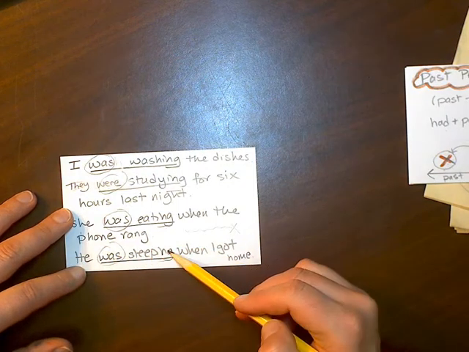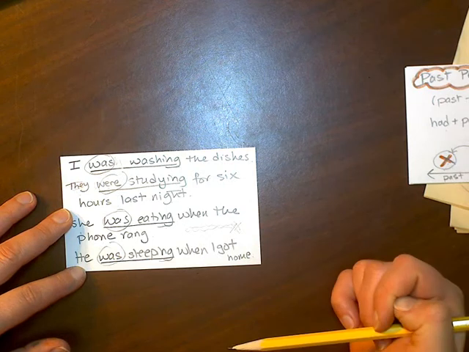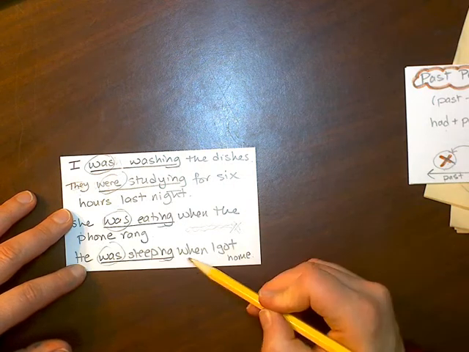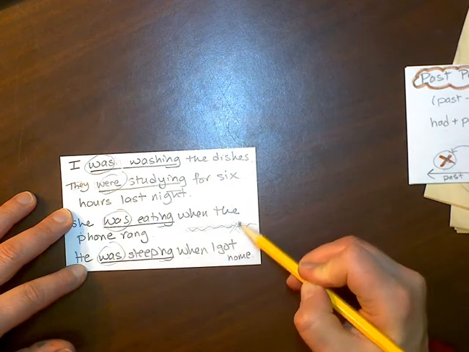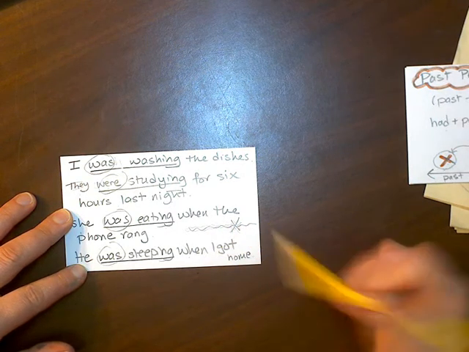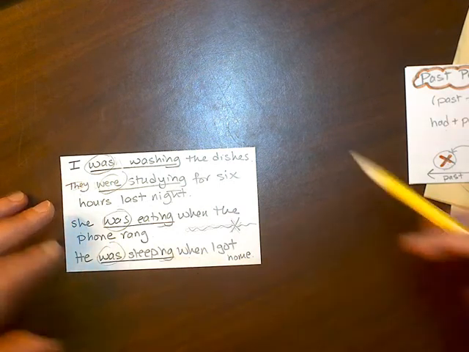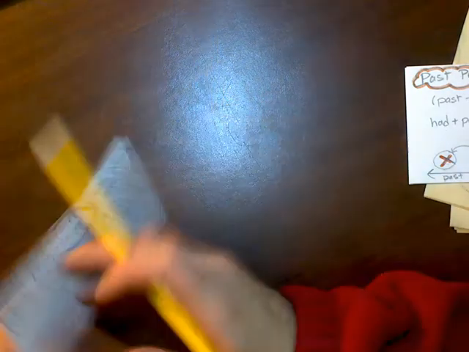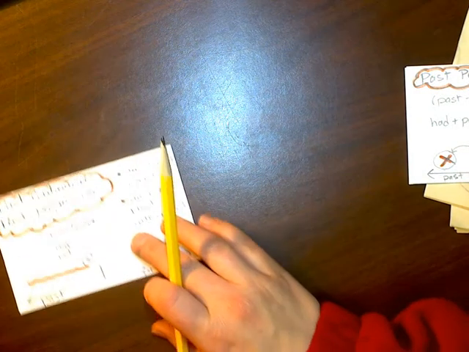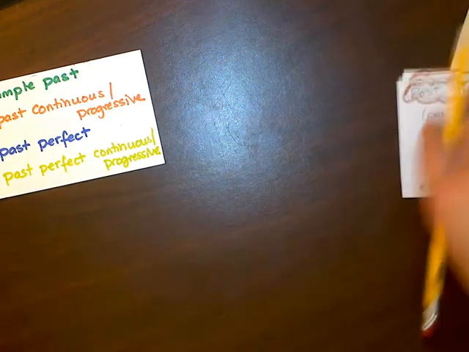He was sleeping, same thing, he was sleeping when I got home last night. Now in that situation, the sleeping might continue, and he comes home in the middle of that sleeping. But again, we want to emphasize it's a process. It's something that happens for a little while. Okay, so that is past progressive or past continuous. Whew, 2 down. Okay, past perfect is the next one.